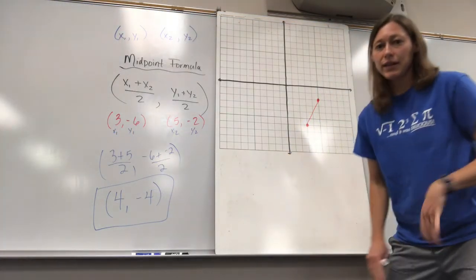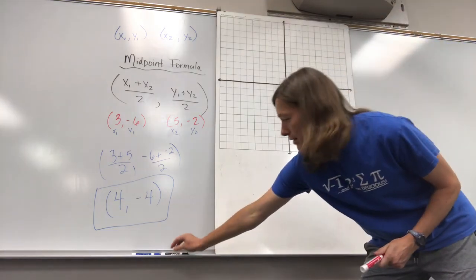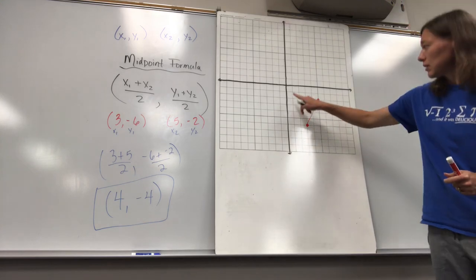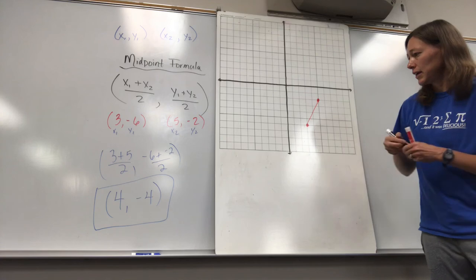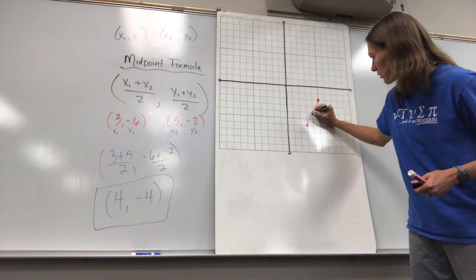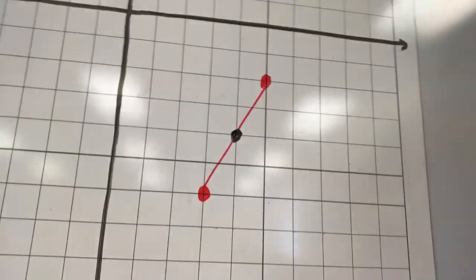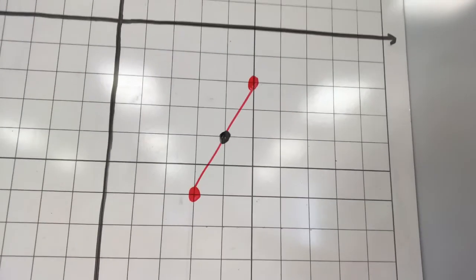And it's always good to check to make sure that your answer is reasonable. Okay, so here are my 2 points, 3, -6, and 5, -2. And the answer that I got was 4, -4. And it does look to me like that is the midpoint. So the answer was reasonable.